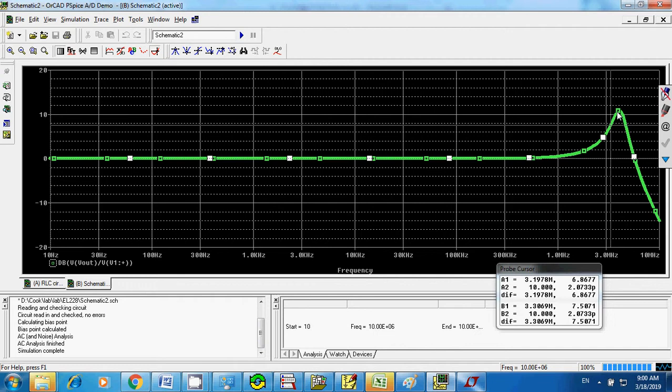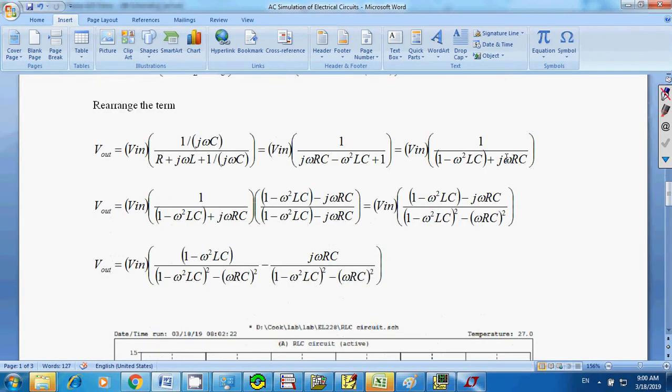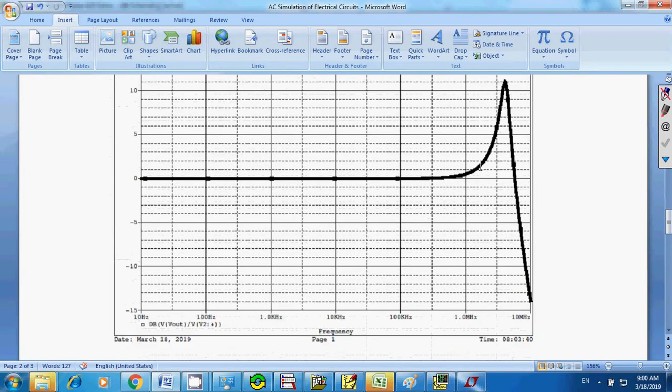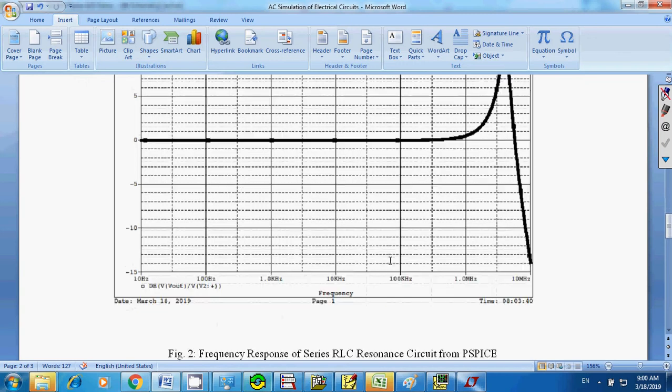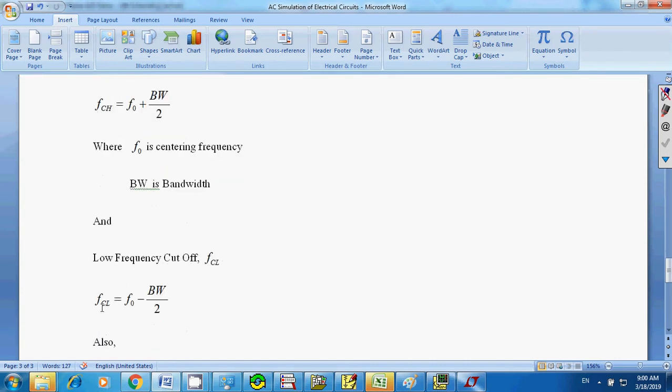And your F0, or the centering frequency, is the low cut plus the bandwidth divided by 2, as I typed in Microsoft Word here. This is the bandpass filter frequency response. The high cut is F0, the centering frequency, plus the bandwidth divided by 2, and for the low frequency cutoff FCL, it is the centering frequency minus the bandwidth divided by 2.